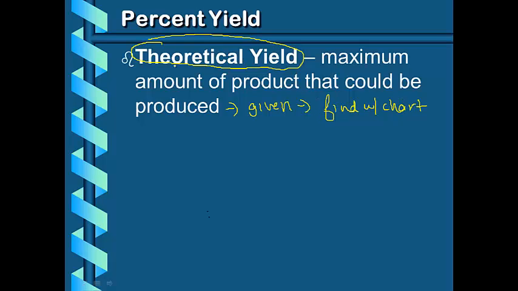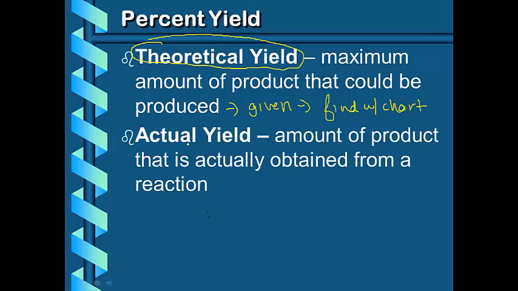In theoretical yield, it's if every single atom and every single ion reacted, what would be the maximum amount of product that could be produced. Now, actual yield is what you actually obtain from a reaction. So this has to either be given to you or you're going to find it experimentally. And we're going to do this with a lab where we have to figure out exactly what the actual yield is.